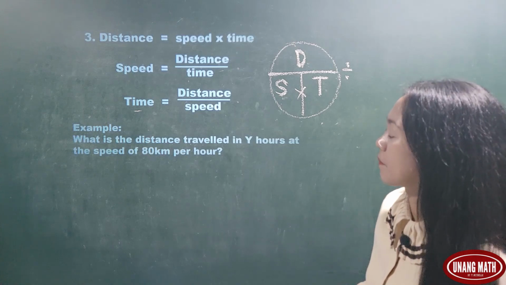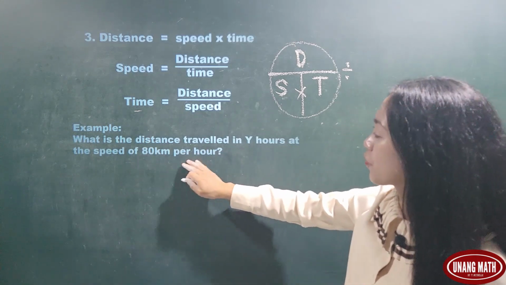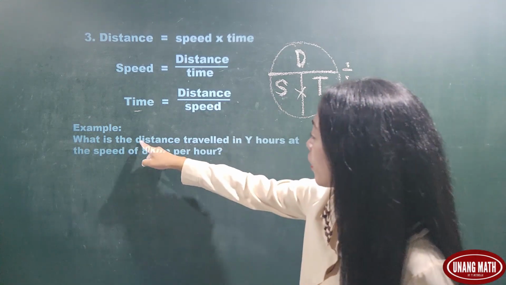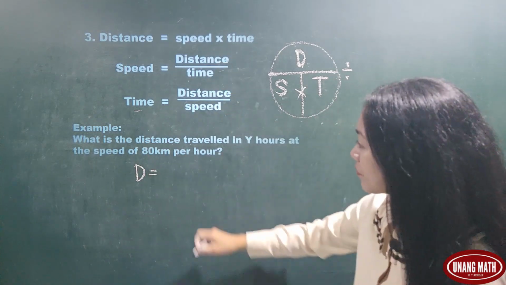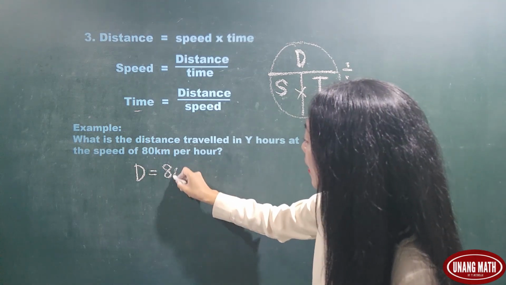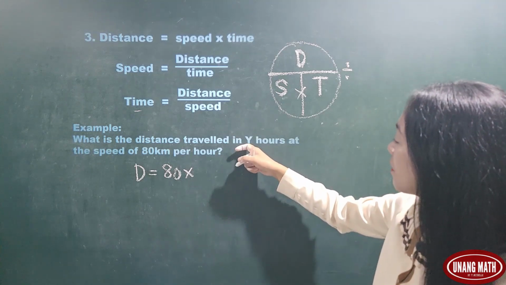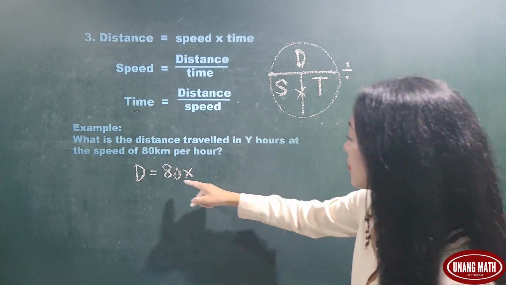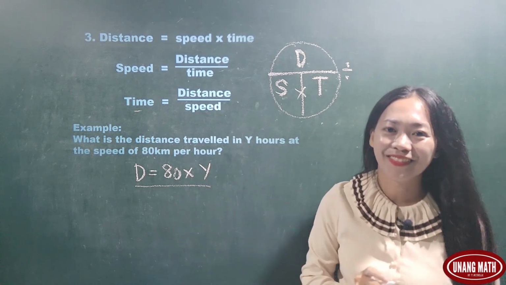Let's give an example. What is the distance traveled in y hours at the speed of 80 kilometers per hour? So what will be our equation for this? Since we are looking for distance, distance is speed times time. The speed is given, 80 kilometers per hour, so we need to multiply 80 by the time. And time is represented by variable y. So it's 80 times y. So this is our equation.